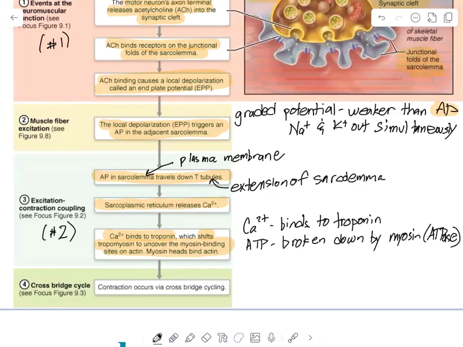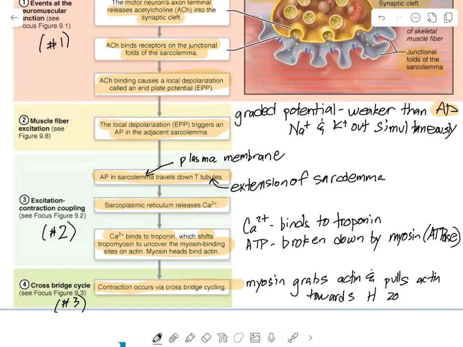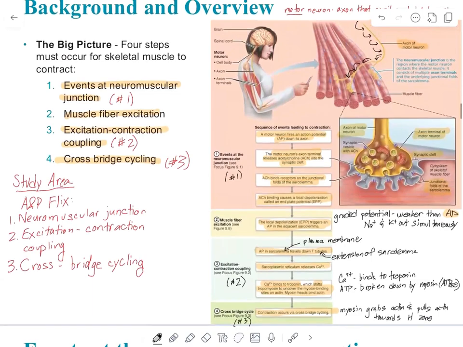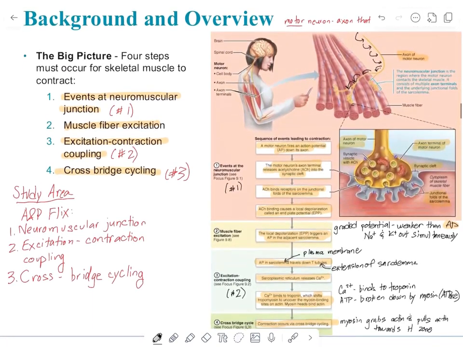So finally, the cross bridge can occur. And the cross bridge is video number 3 in the A&P Flicks that you're going to watch. What happens essentially is that the myosin grabs the actin and pulls the actin towards the H zone, and the entire sarcomere actually shortens. So there was a whole lot on that slide, so feel free to pause the video, go back to it, take a screenshot, whatever works.